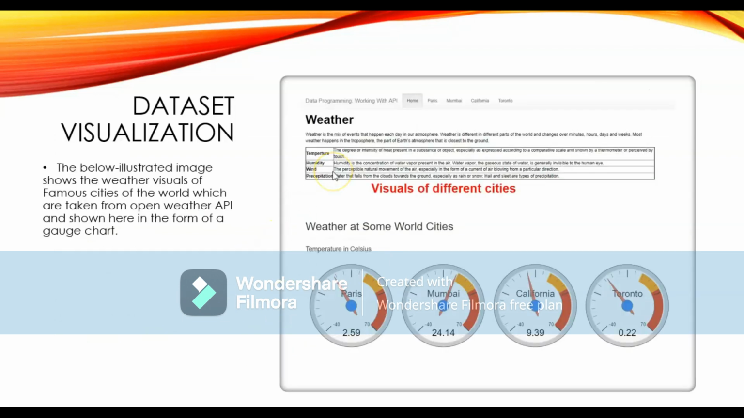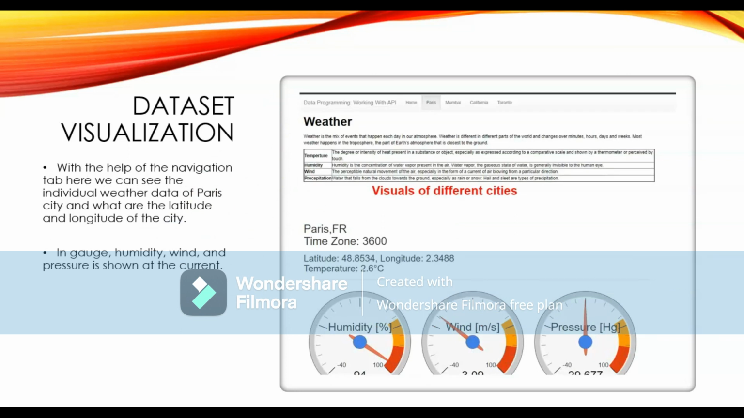The next is dataset visualization. The image below shows the weather visuals of famous cities of the world, which are taken from OpenWeather API and shown here in the form of a Gantt chart. The main page of our web page shows the basic information about weather and all the terms explaining it. In the next visuals, with the help of the navigation tab, we can see the individual weather data of Paris city and the latitude and longitude of the city. In the gauge, humidity, wind and pressure are shown at the current time.